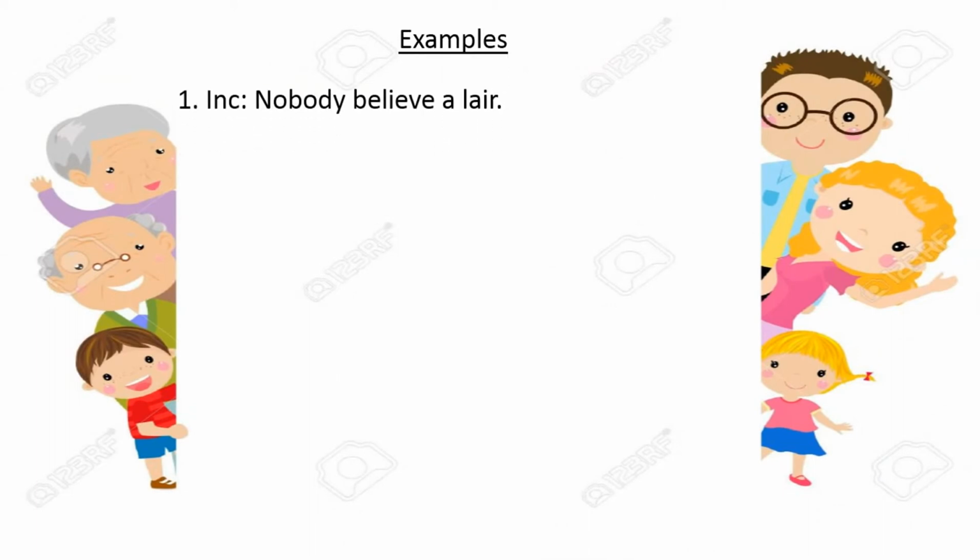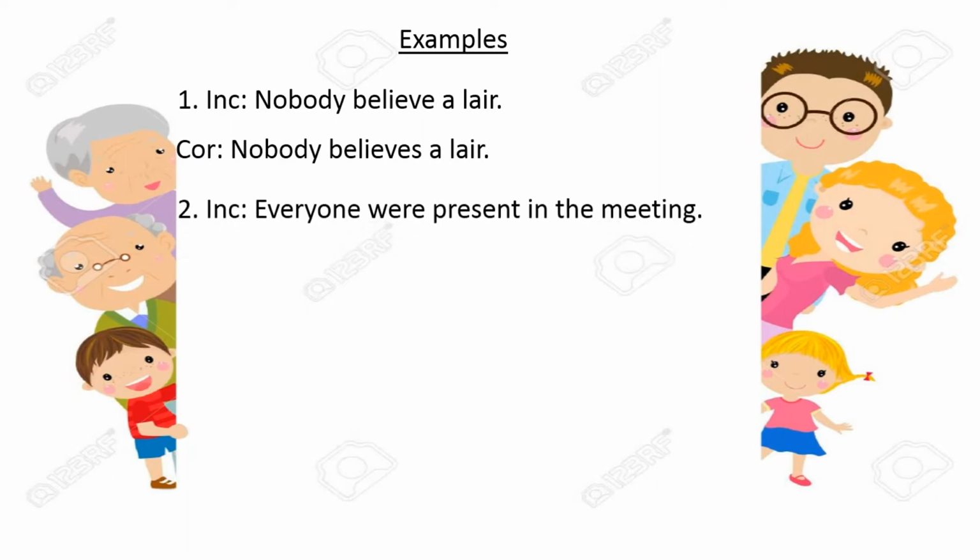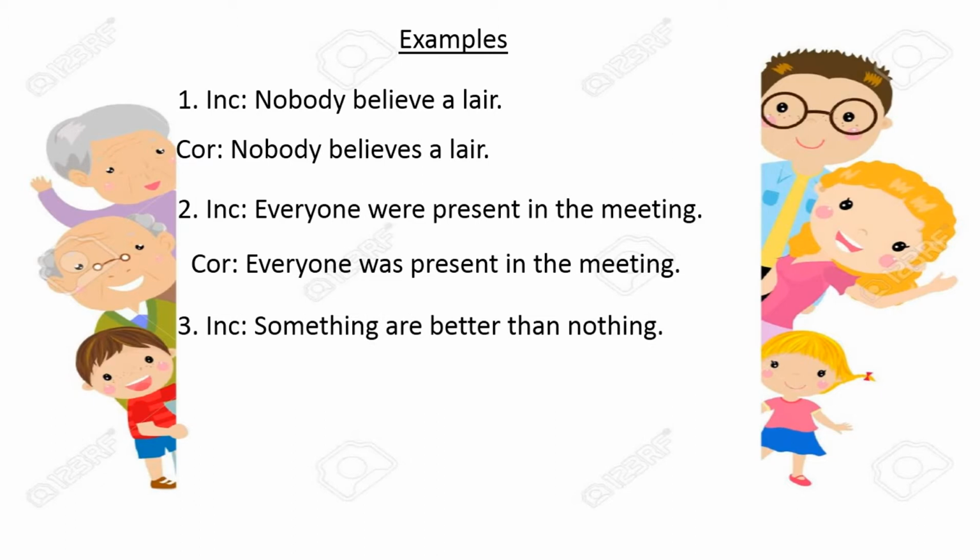Nobody believe a liar. So here the subject is nobody, so you have to write the singular verb. So nobody believes a liar. Everyone were present in the meeting. So here the subject is everyone, so you have to write the singular verb. Everyone was present in the meeting. Something are better than nothing. So here we find the subject is something, so the verb will be singular. So something is better than nothing.